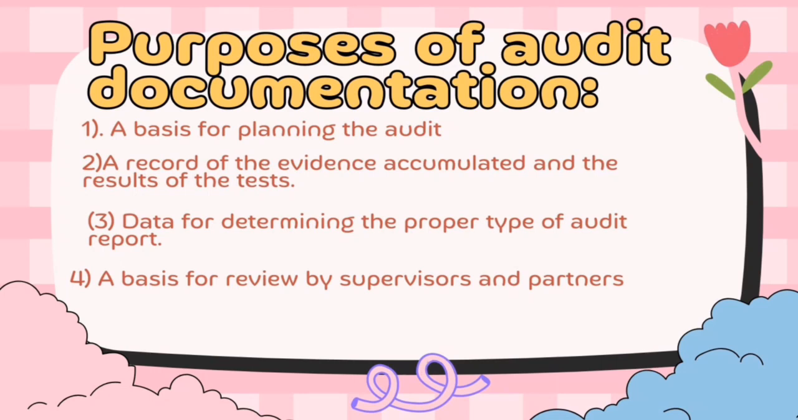The first one is a basis for planning the audit. Next, a record of the evidence accumulated and the result of the test. Third one is data for determining the proper type of audit report. And the last one is a basis for review by supervisors and partners.